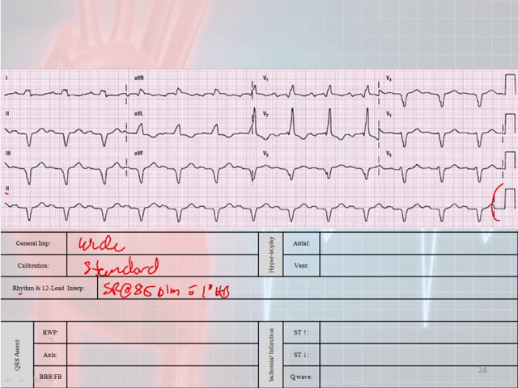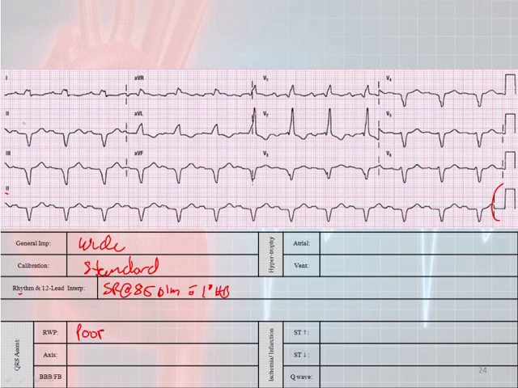R wave progression, let's look at the precordial leads. You could say that the R wave progression is actually absent because it starts positive and positive, then it goes to negative, and it stays negative throughout the entire precordial leads. So we're going to say that this is a poor R wave progression.